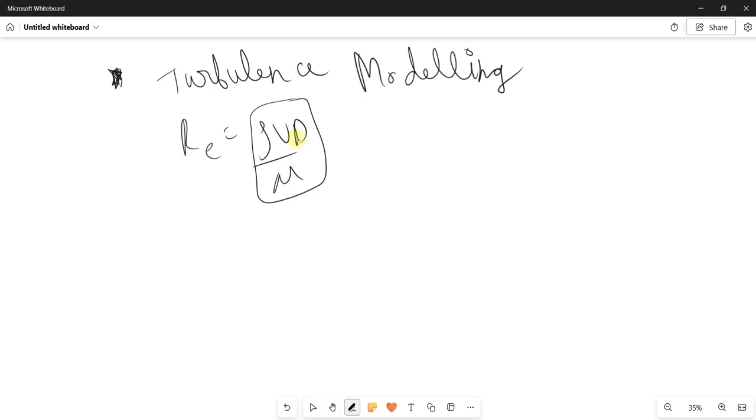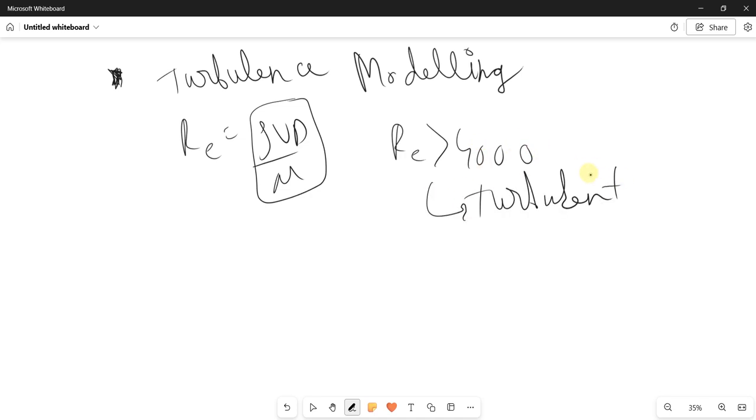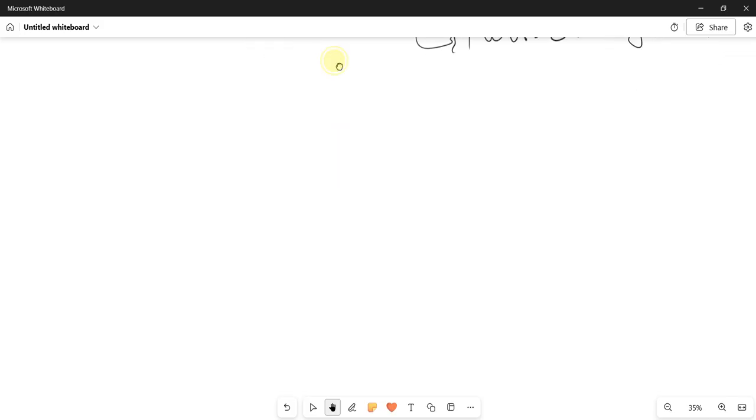So usually, if I can just say that Re greater than 4000 is turbulent flow, okay? Turbulent flow, right? So now this is something we need to model. So how do we do it in CFD? Since there is constant mixing, velocity doesn't remain the same, right? So what are we going to do?